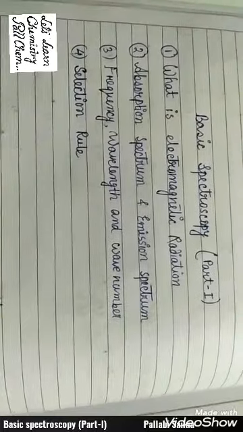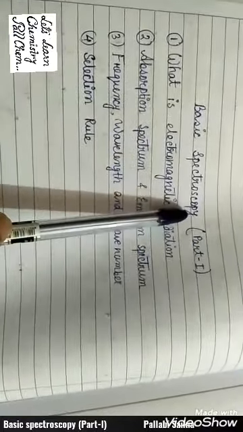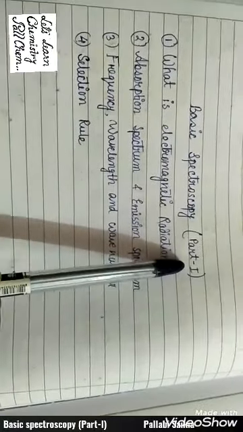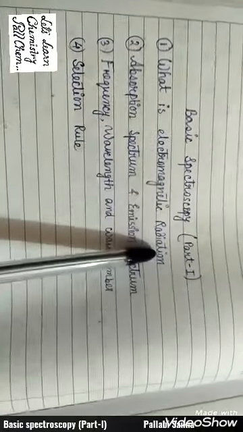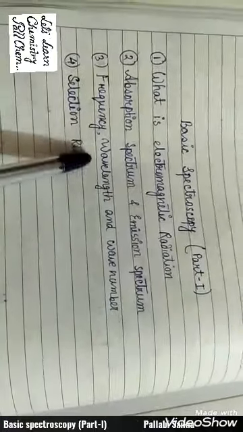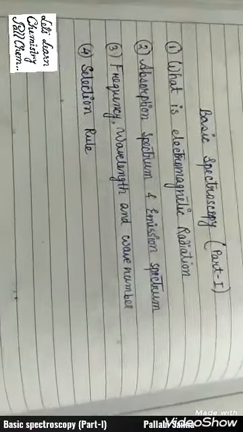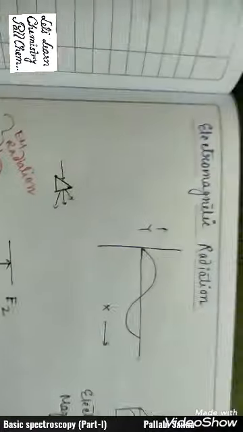This video consists of the first part of basic spectroscopy. Basic spectroscopy consists of two parts, and the first part covers what is electromagnetic radiation, absorption spectrum and emission spectrum, frequency, wavelength and wave number, and selection rule. So first, what is electromagnetic radiation?